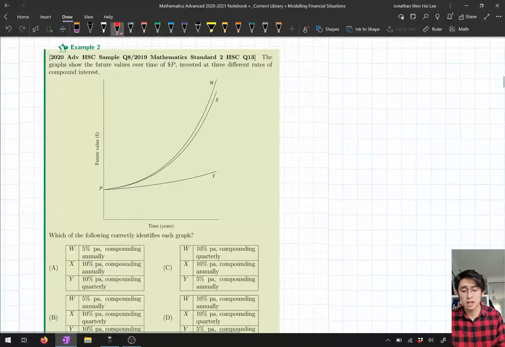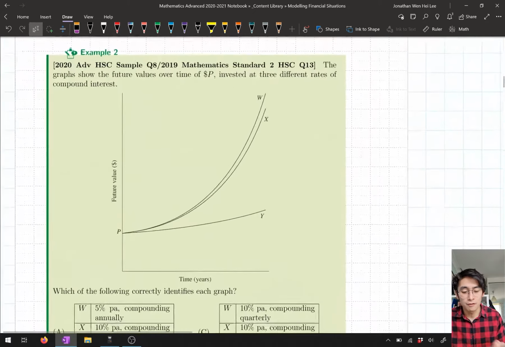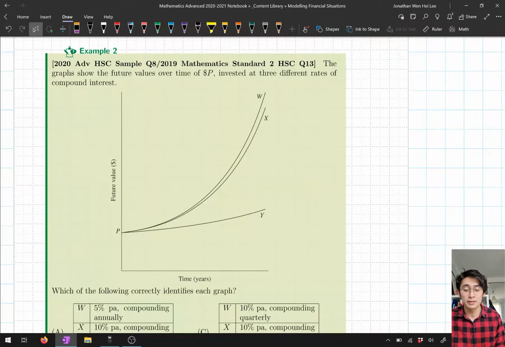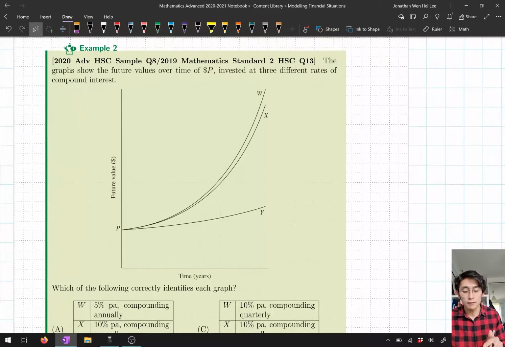Example 2. So this was from the HSC sample paper from last year. So let's have a look. The graph showed the future value over time of $P. So we've got a present value, P dollars, which is invested at 3 different rates of compound interest. Which of the following graphs identify each graph? So if you have a look here, we've got a few graphs. The first one is W, which is a little bit higher than the second one, X. And the final one is Y, which is quite a lot lower than the other two. What we want to do is figure out which compound interest each of these represent.